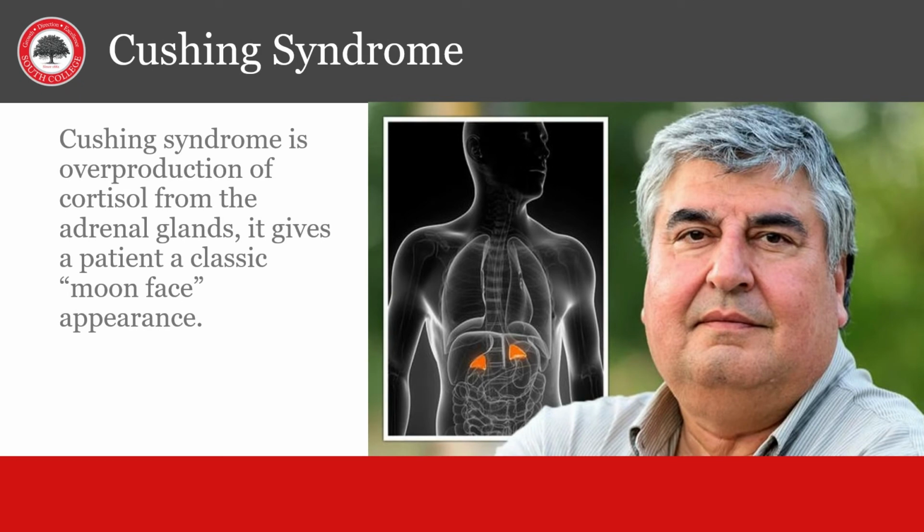Cushing syndrome comes from too much cortisol from the adrenal cortex of the adrenal gland. This leads to a patient like this with the classic moon face. They can also have a buffalo hump on their upper back.